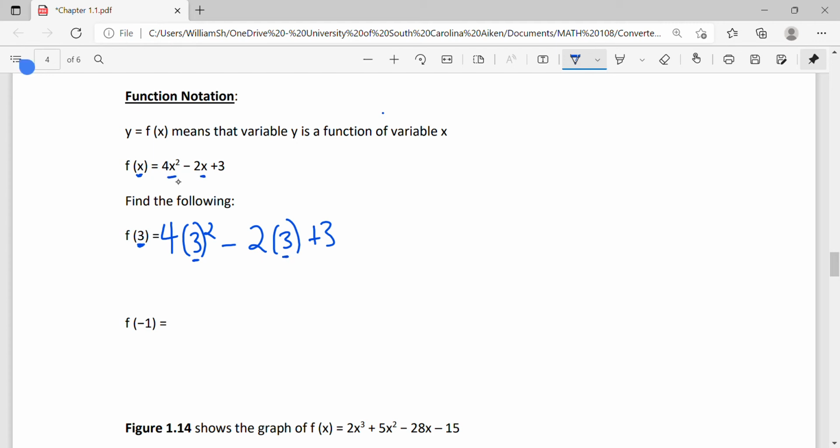Okay, now it's pretty simple. All I have to do is solve it out. Remember, you'll use your order of operations here. So what I need to do first is my parentheses and exponents. So my exponent here goes with this parentheses. 3 squared is 9.